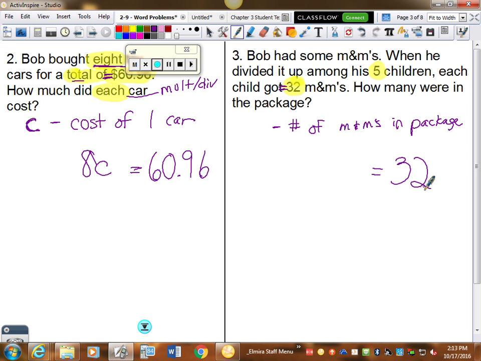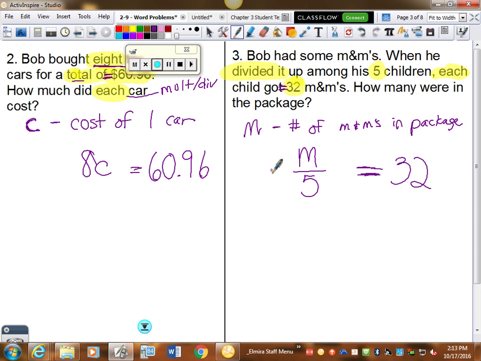Okay, oh, we didn't say a letter. Number of M&Ms in the package will say M. Sorry, forgot to assign the letter. So 5, let's see, I see the word each, and we just learned, if you didn't know, that each is either multiply or divide. I have to look for more clues. Oh, it said divided. So I'm going to set up a division problem. He has some M&Ms in the package, and divided it up amongst 5 kids, and it equaled 32.